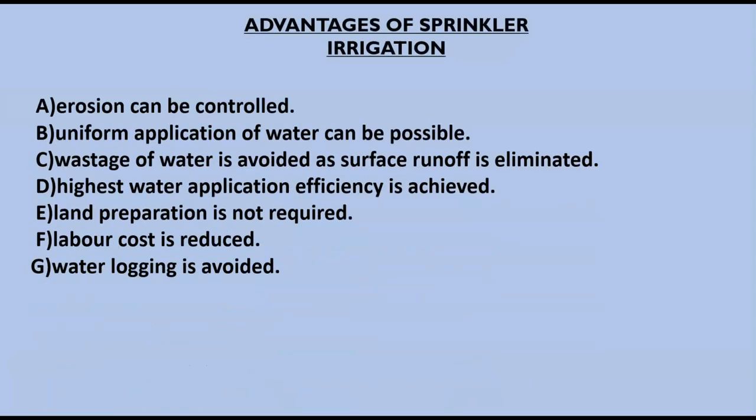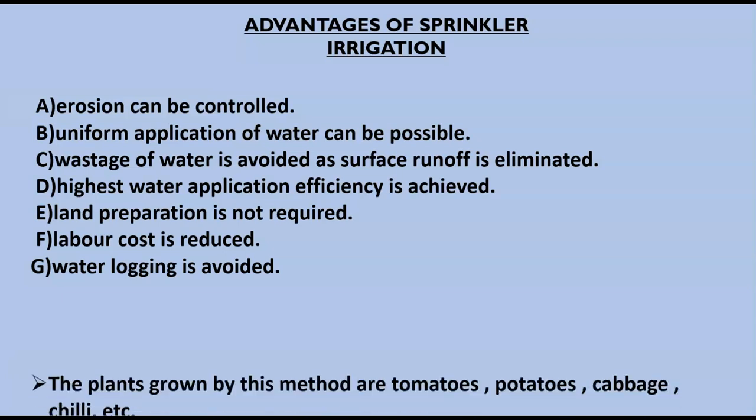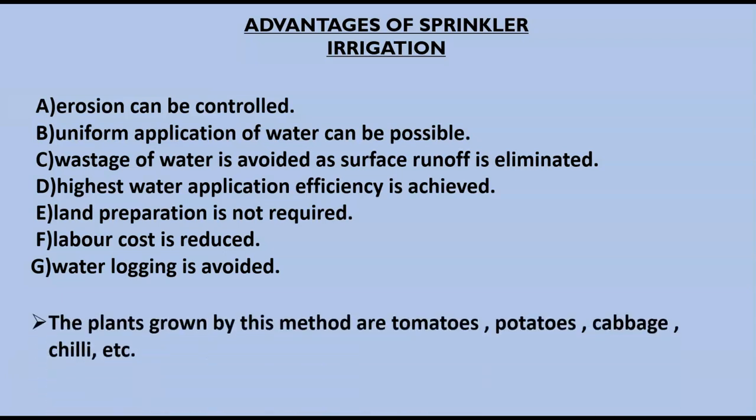Advantages of sprinkler irrigation: erosion can be controlled, uniform application of water is possible, wastage of water is avoided as surface runoff is eliminated, highest water application efficiency is achieved, land preparation is not required, labor cost is reduced as fewer laborers are involved, and water logging is avoided because excess water is not used. The plants grown by this method are tomatoes, potatoes, cabbage, chili, etc.